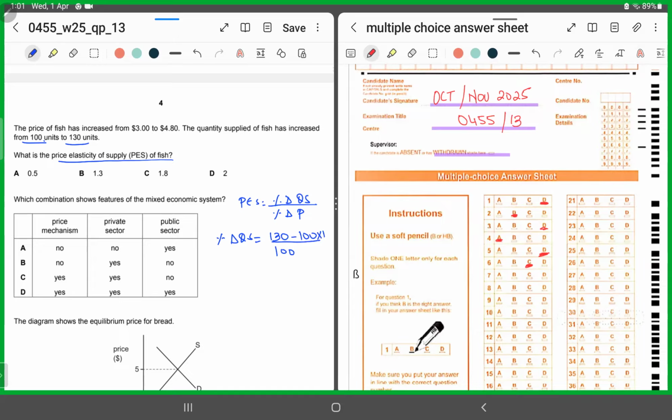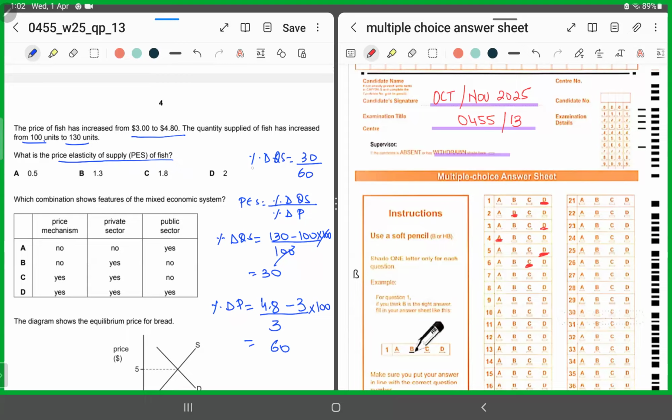So, percentage change in quantity supplied is 30. So, the numerator is 30. Now, we'll calculate the denominator. Percentage change in price. Percentage change in price is again the new minus the old. The new price is what? 4.8. Initial was 3, divided by the initial, which was 3, into 100. You plug in the figures, put it into the calculator, and the amount you're going to get is 60. So the denominator is 60.